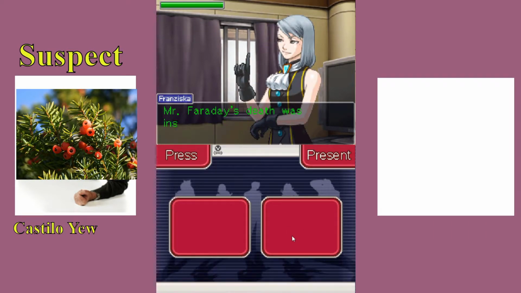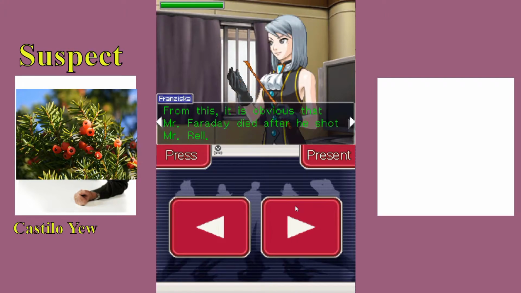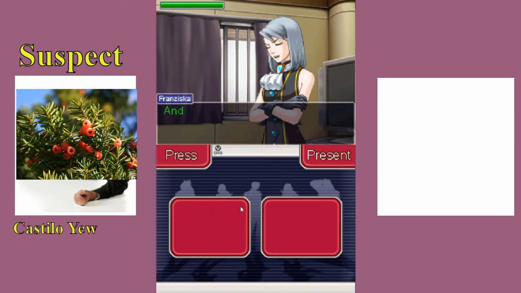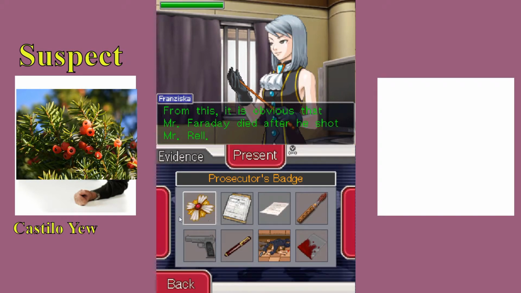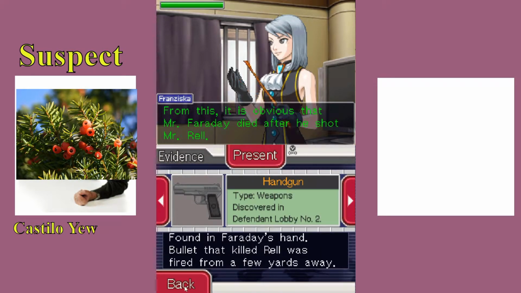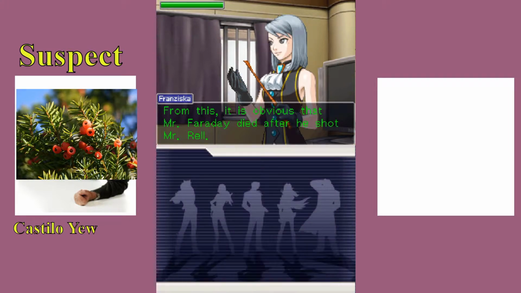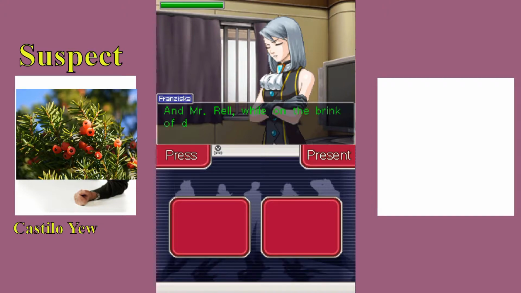Alright, so this we can't really dispute. We know that to be true. Died after he shot. So, how can I present this? I think I'm gonna say he couldn't have stolen the knife because he was shot from a couple yards away. I'm also gonna save my state.